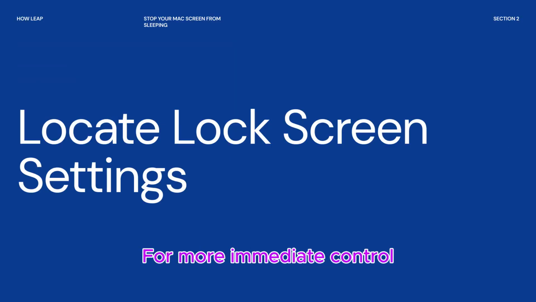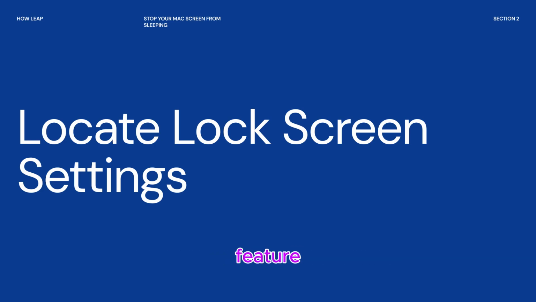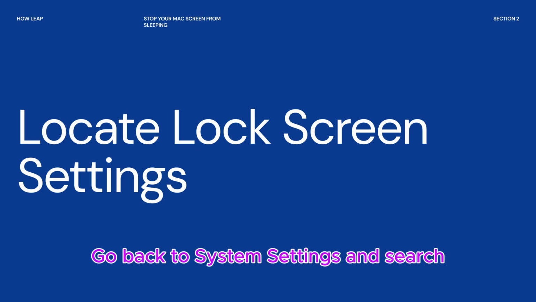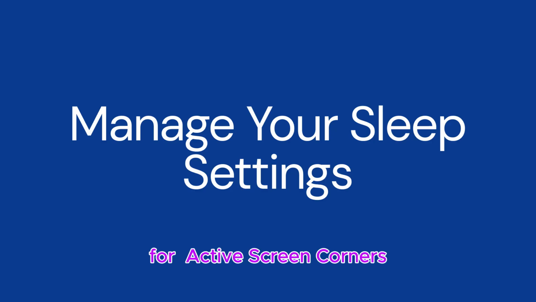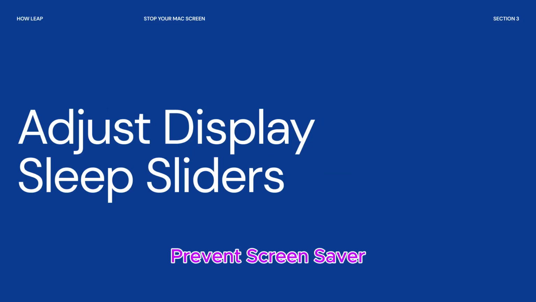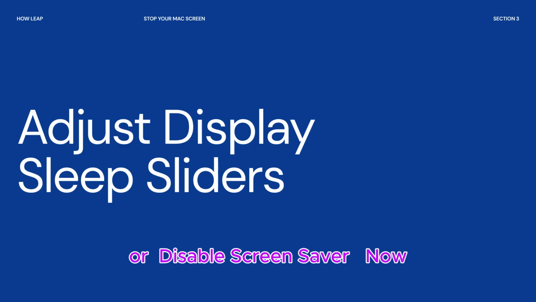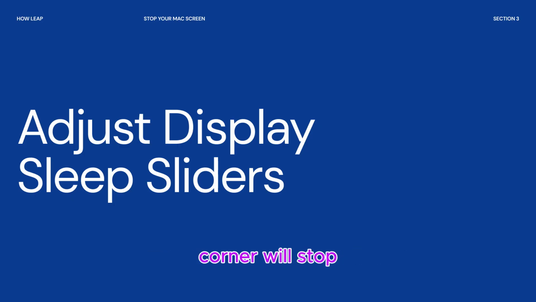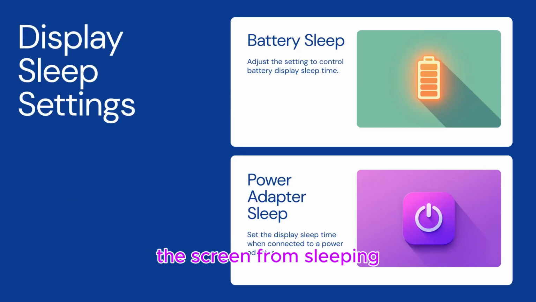For more immediate control, you can use the Hot Corners feature. Go back to System Settings and search for Active Screen Corners or navigate to Desktop and Dock and then Hot Corners. Assign a corner, like the bottom left, to prevent screensaver or disable screensaver. Now, moving your cursor to that corner will stop the screen from sleeping.